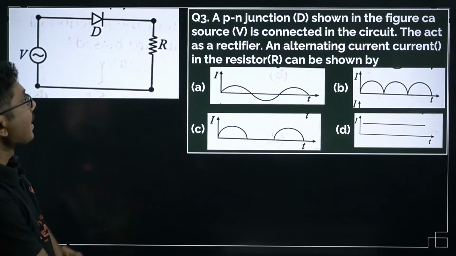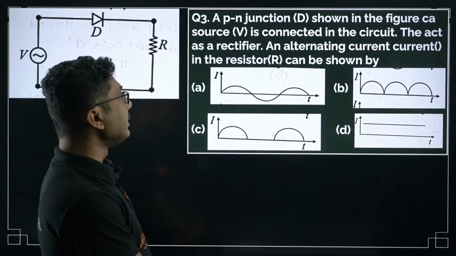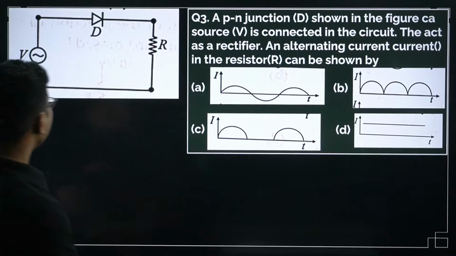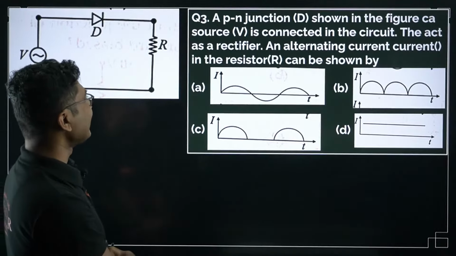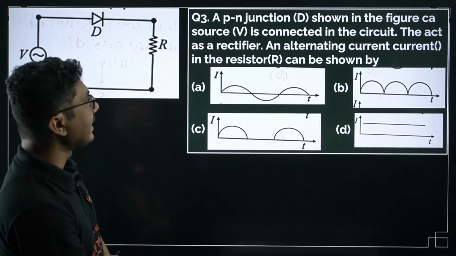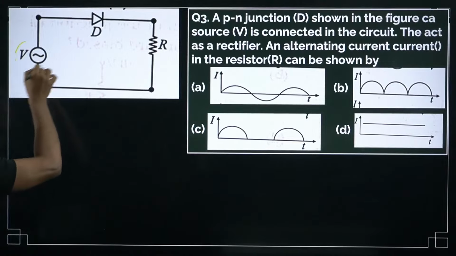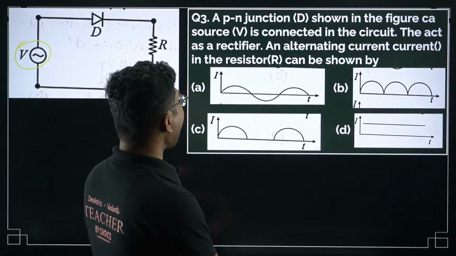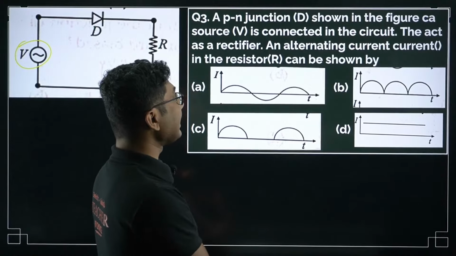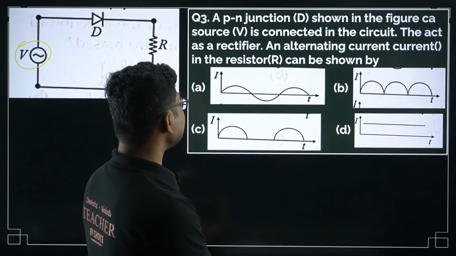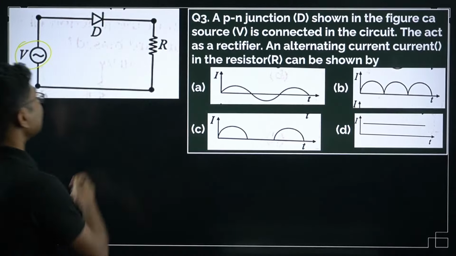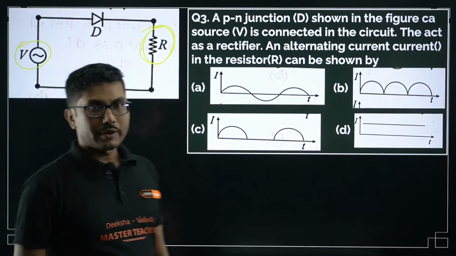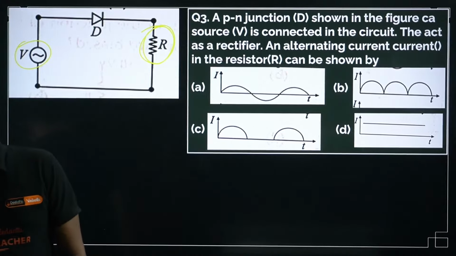Next question. A PN junction diode D shown in the figure... I think the figure is not here. Source V is connected to the circuit. The diode acts as a rectifier, and the alternating current I in the resistor can be shown by... So what is the alternating current in the resistor R? Okay, very easy question.